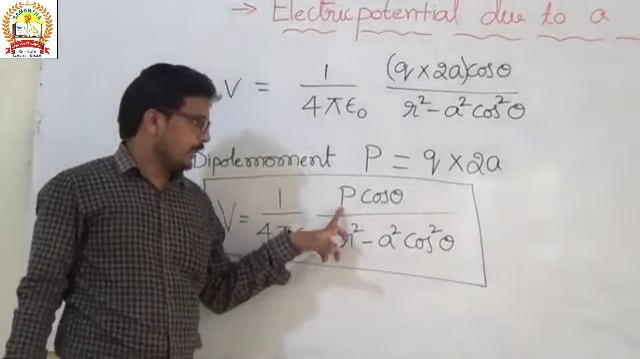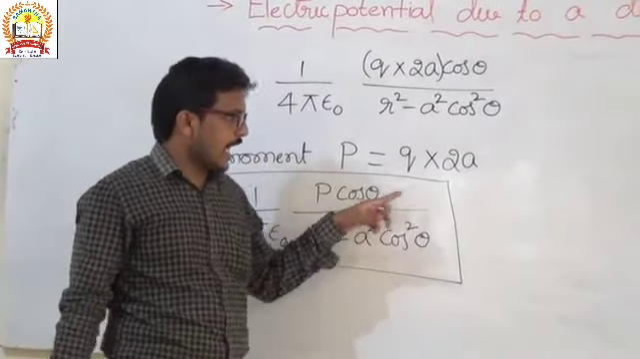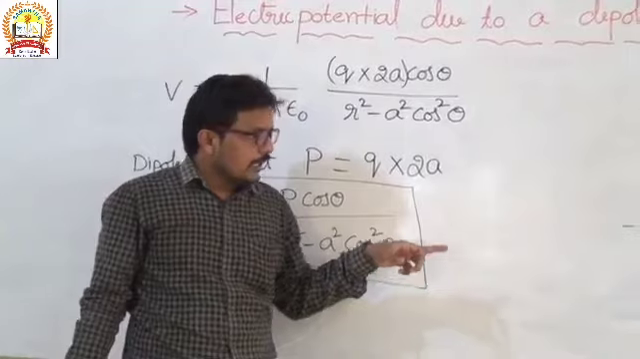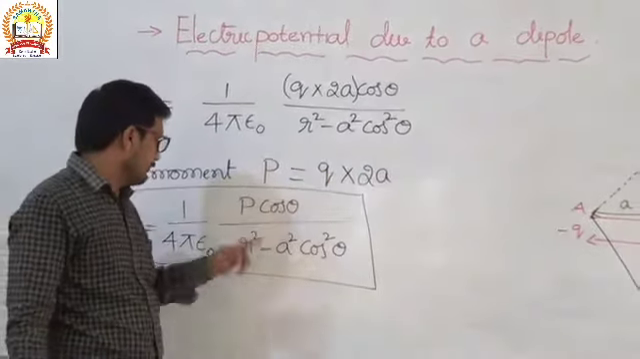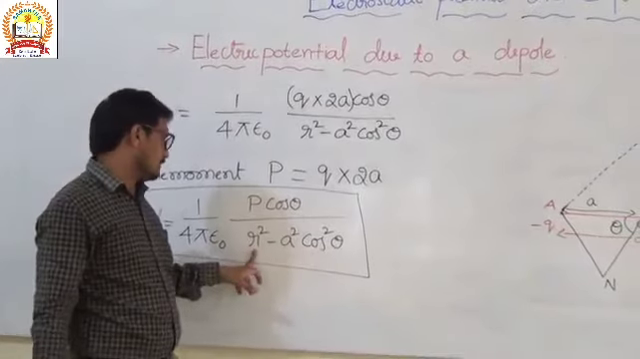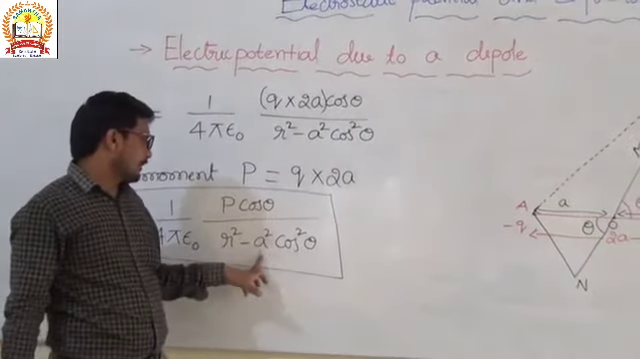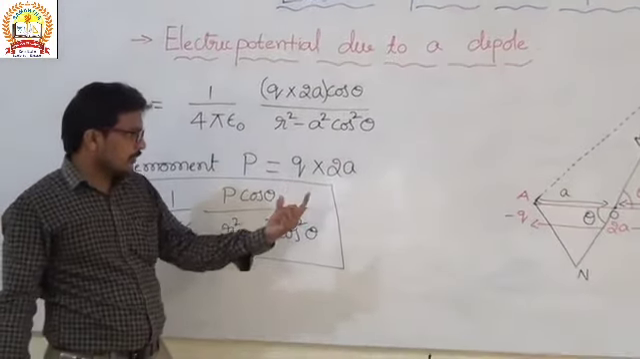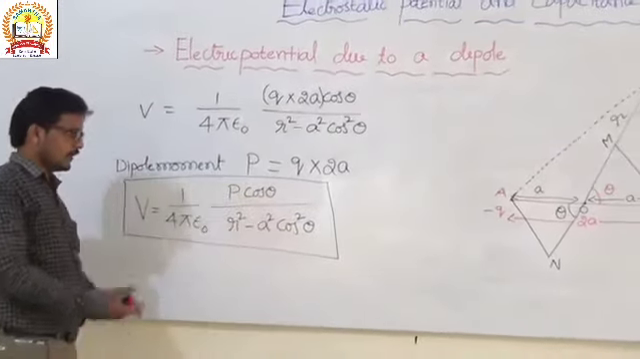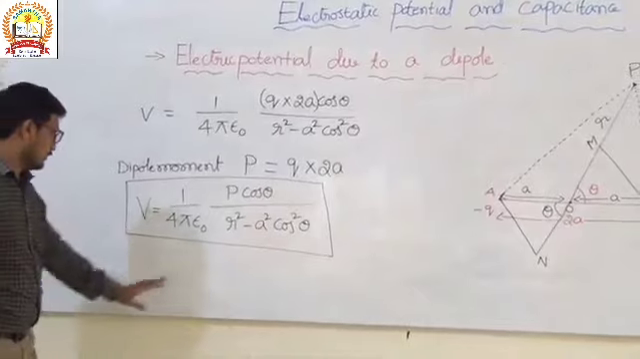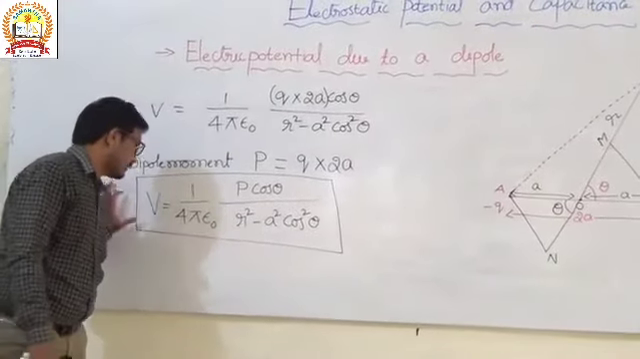P is the dipole moment, and here theta is the angle between the dipole axis and the line joining O to P, and R is the distance, and the remaining A is the distance from the midpoint of the dipole to the charge, either positive or negative charge. These are the notation of this expression.